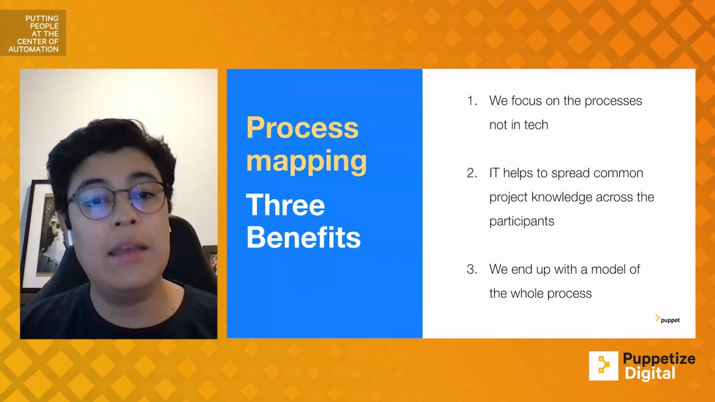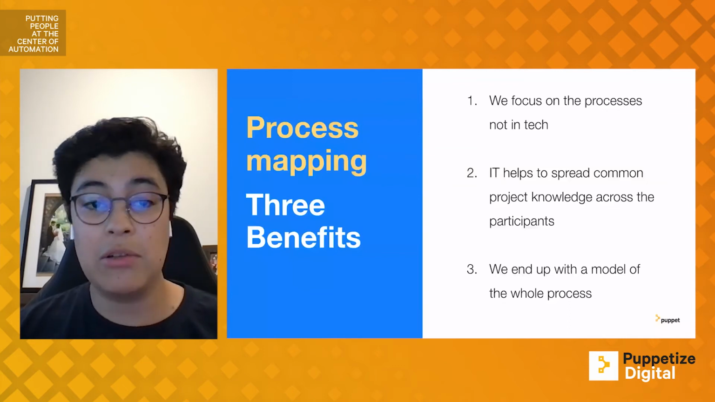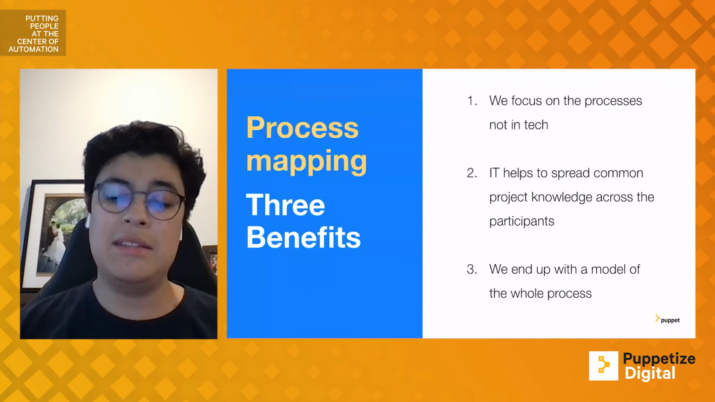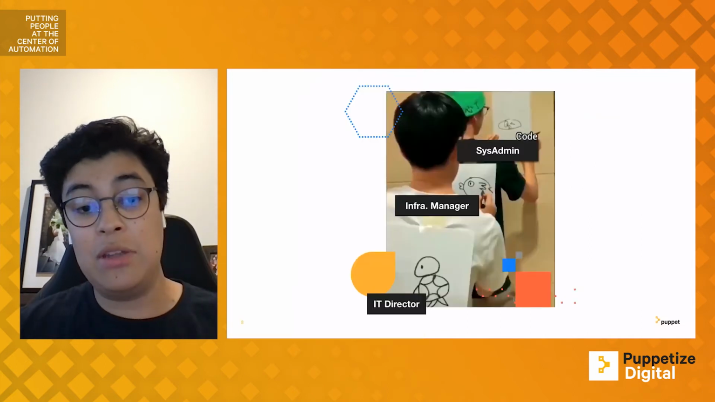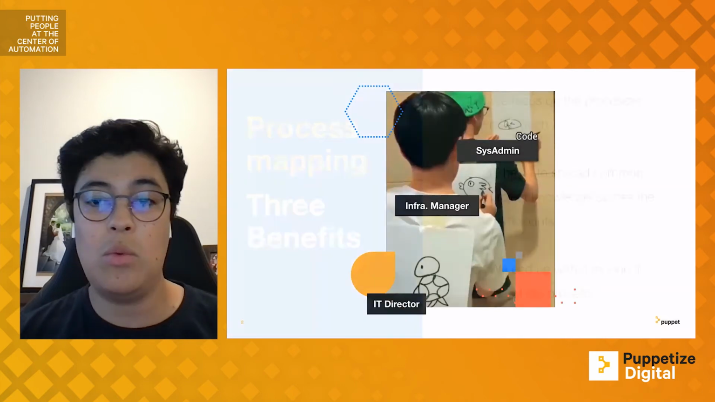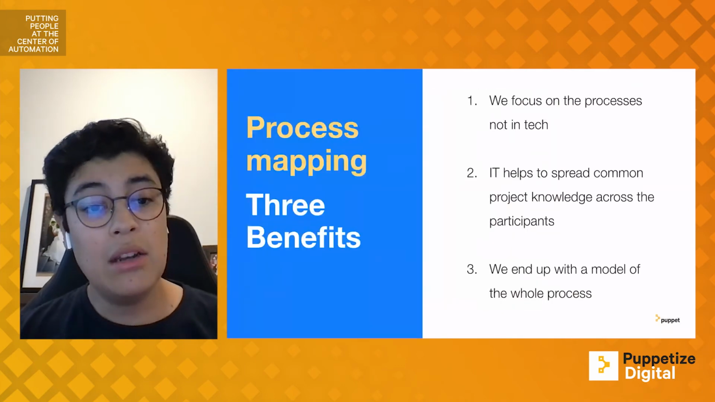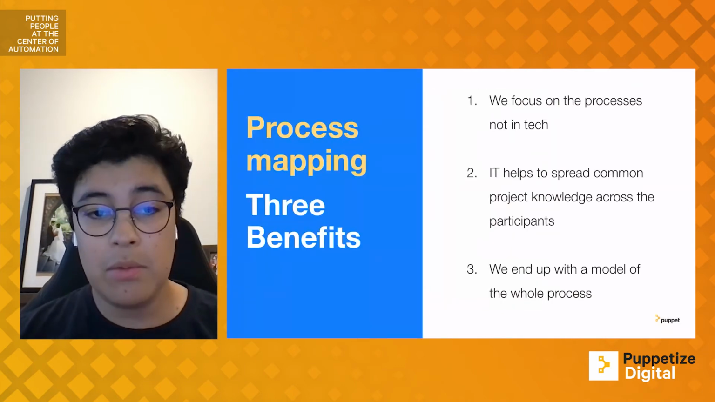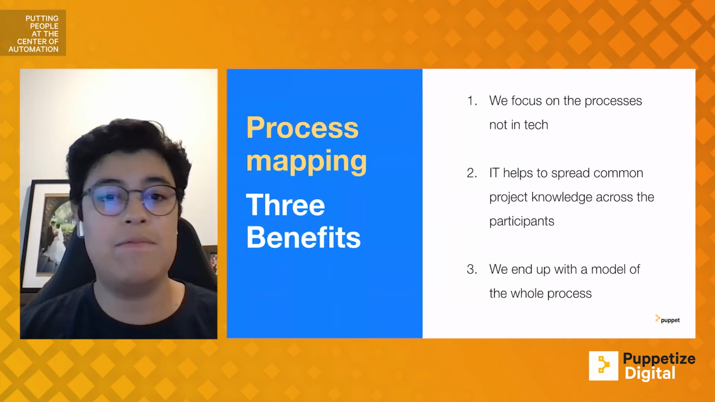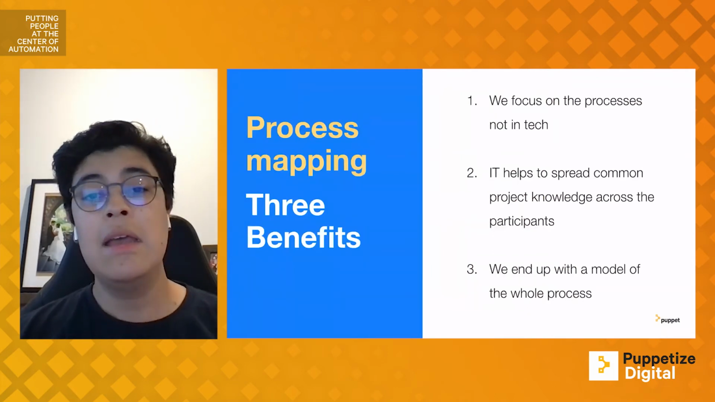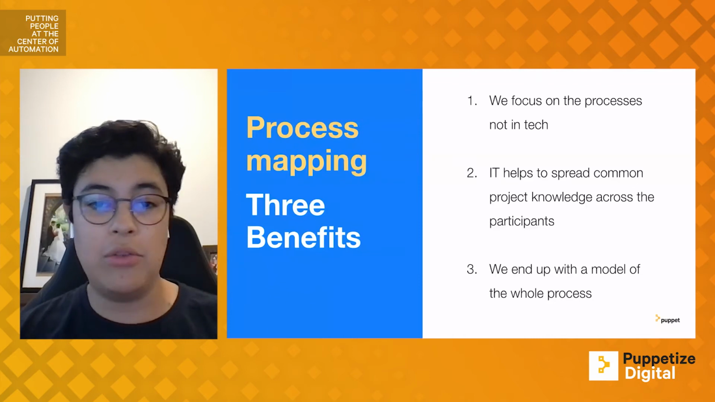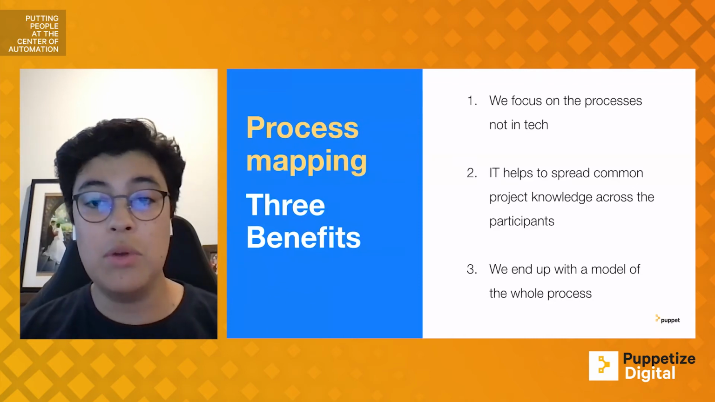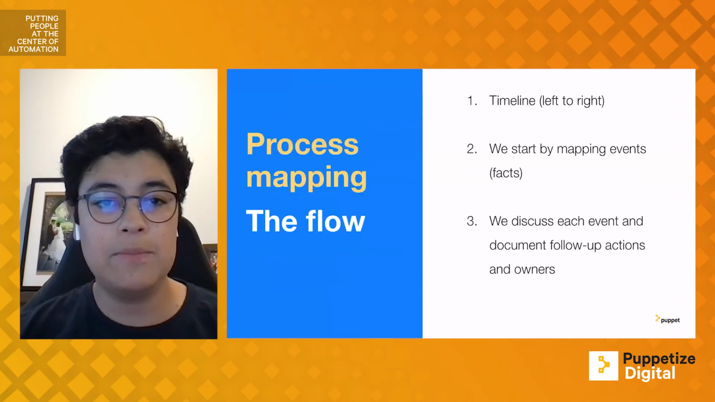Number 2, it helps to spread common project knowledge across the participants. And this is great, as I mentioned before, because you need to align everyone, and you need to make sure that everyone knows what is exactly required. And number 3, you will end up with a model, which is a representation of the situation and the process that you have. And this is useful because you can bring this model to senior leadership and talk about what you're doing without any technical terms.